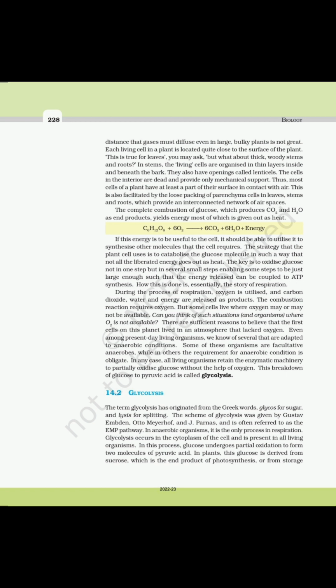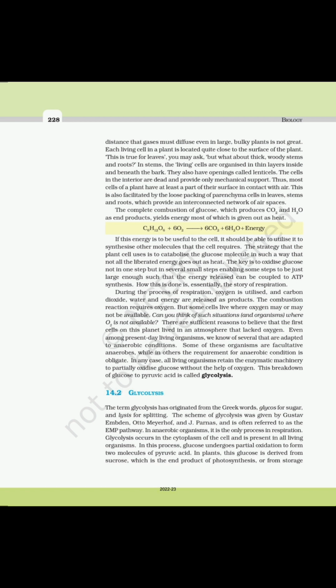C6H12O6 plus 6O2 makes 6CO2 plus 6H2O plus energy. If this energy is to be useful to the cell, it should be able to utilize it to synthesize other molecules that the cell requires. The strategy that the plant cell uses is to catabolize the glucose molecule in such a way that not all the liberated energy goes out as heat.